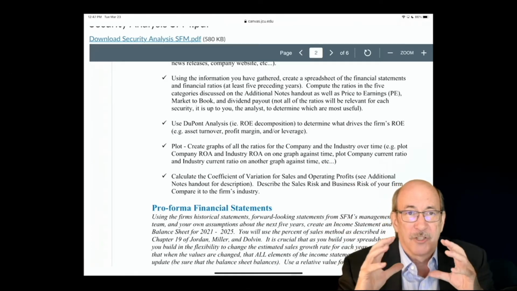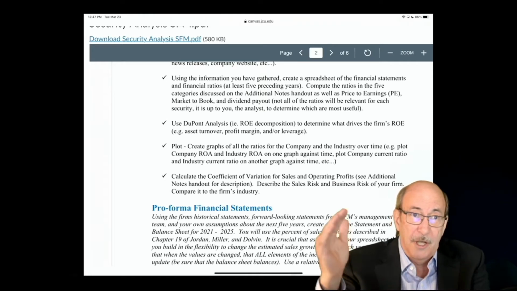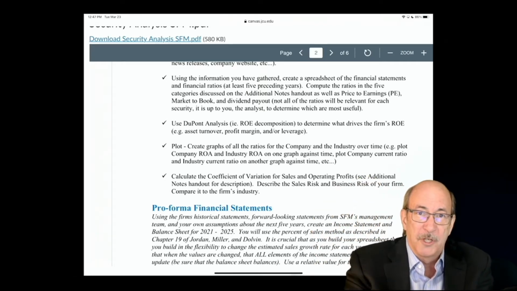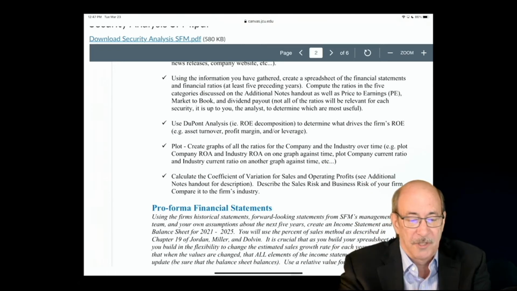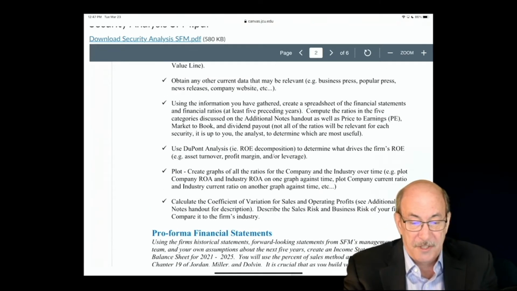If we have a very small fixed cost component to our cost structure, then a dip in revenues is going to be pretty much mirrored by the same dip or rise in operating profits. So that's pretty much it.